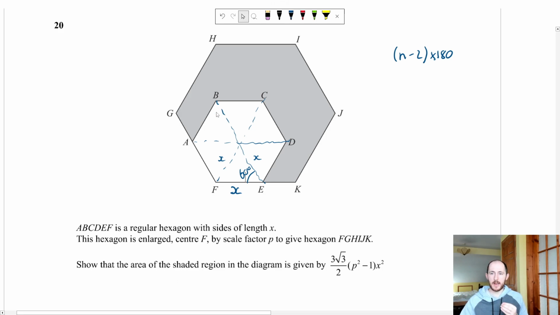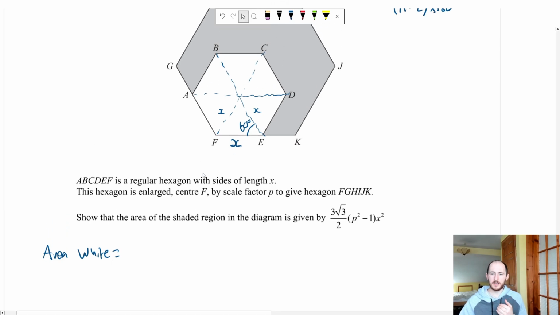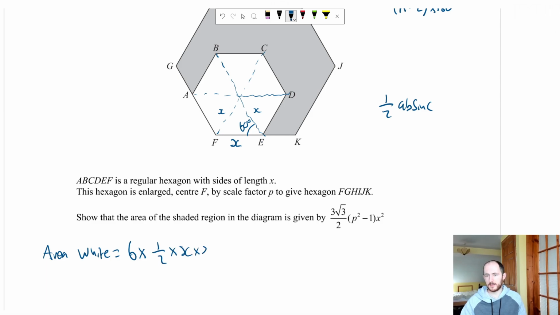So, if I wanted to work out the area of this, because the whole point of this is to work out the area of the shaded region, right? So what we need to do is work out the area of the big shape and take away the area of this small white shape. So the area of the white shape, I'm just going to call area of white, well, it's going to be 6 times, because there's 6 triangles, the area of one of these triangles. And if you remember, the area of any triangle is given by half AB sine C. So that's going to be a half times x times sine 60.